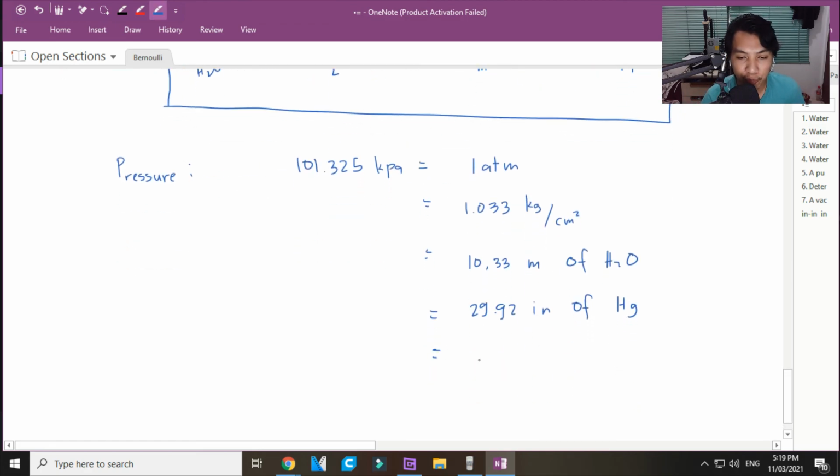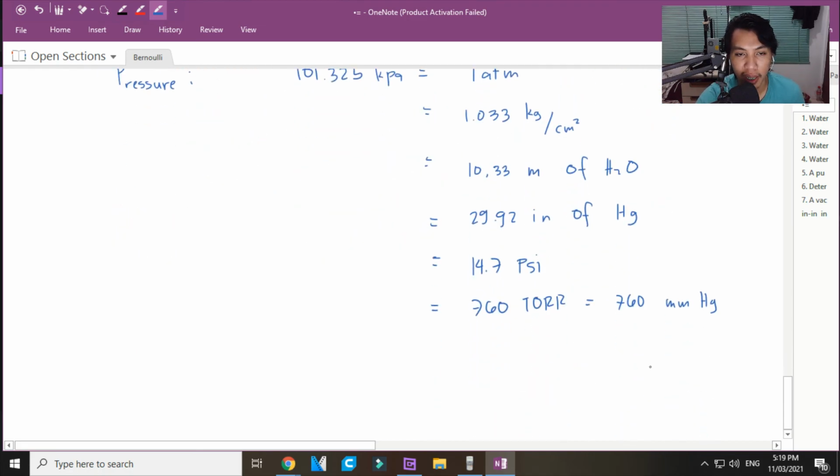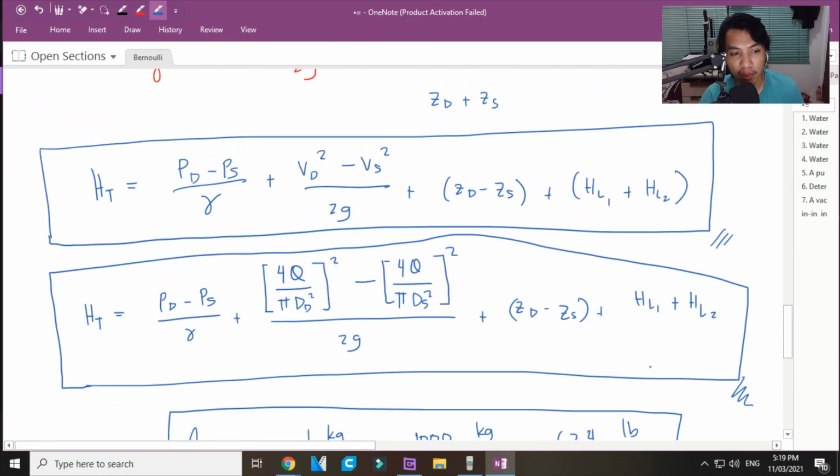Ilan? Ano pa? Ano pa nalilimutan ko diyan? 14.7 PSI. Ano pa? 760 torricellis equal to 760 millimeter Hg. May nalimutan pa ba ako? Wala na. So, yan na lang. Yan lang ang kailangan ninyong alamin diyan. Kasi madalas kayo magko-convert here and then, saan pa? I think dito na lang yan eh.